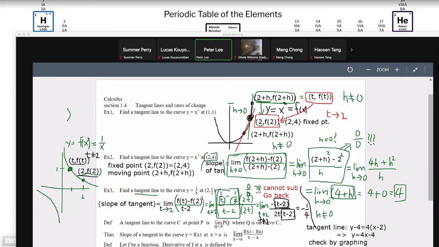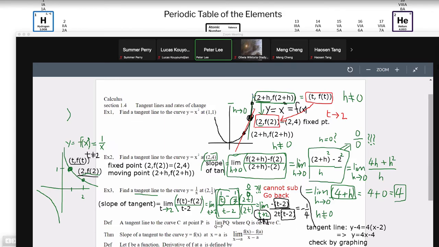Again, reduce the t minus 2 with the t minus 2. When you do that, you're left with minus 1 over 2t, and t is approaching 2. Note that t is approaching 2, so when you now plug it in, we do get negative 1 over 4. And so we get the final equation.